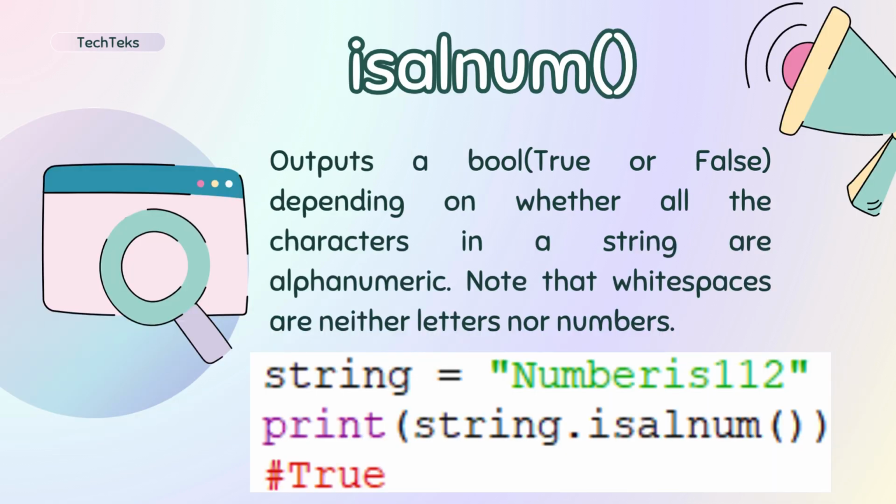isalnum outputs true or false depending on whether all the characters in the string are alphanumeric. Note that white spaces are neither letters nor numbers. So if there's a white space in a string, then it's automatically false. It can only be true when they're letters and numbers only.